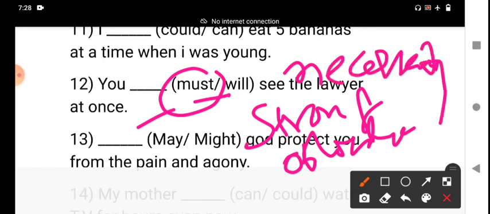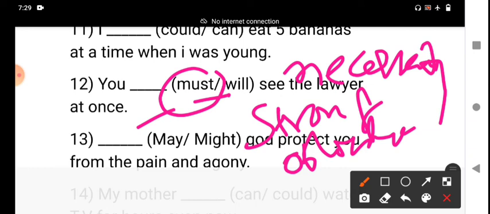Necessity. These are the functions of the modal verb must. That means the correct, appropriate modal verb is here. I have selected: you must see the lawyer at once. This is an obligation. It is compulsory to meet the lawyer, to consult the lawyer. In that situation, we express that type of idea and use must.